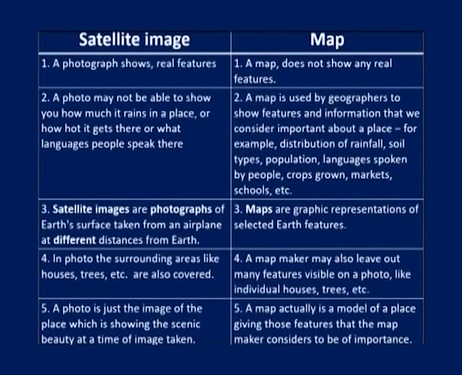In a photo, the surrounding areas like houses, trees, rivers, etc. are covered. Whereas a map maker will not show the surrounding areas. They will pick up only the important features, and only those will be shown while drawing the maps.